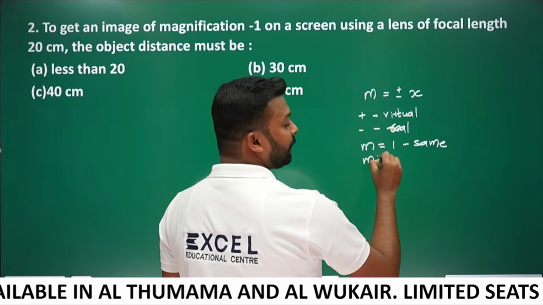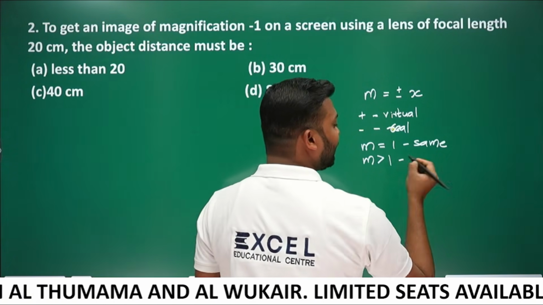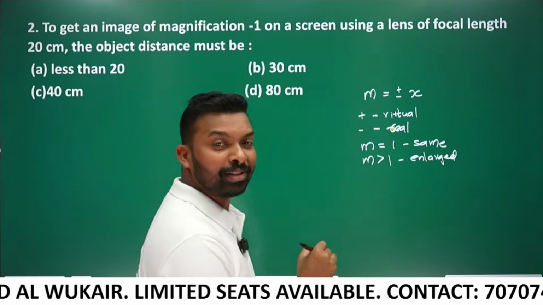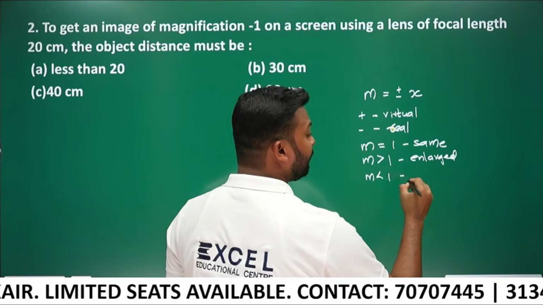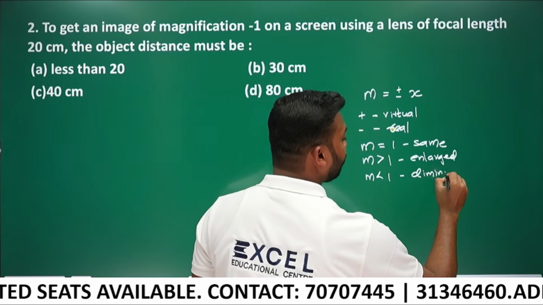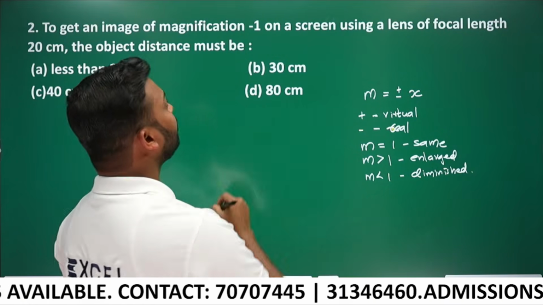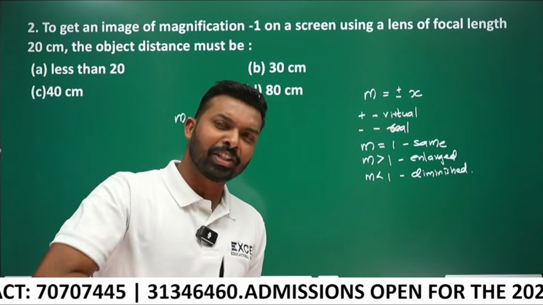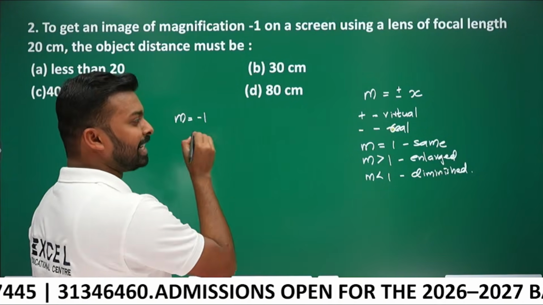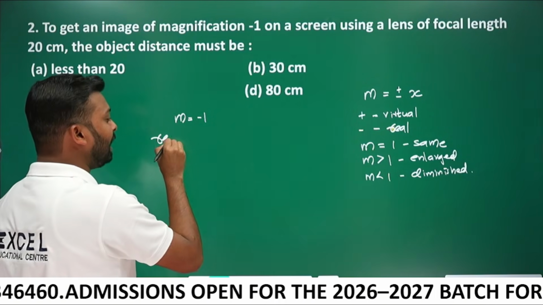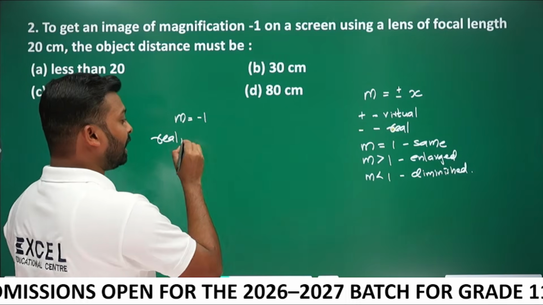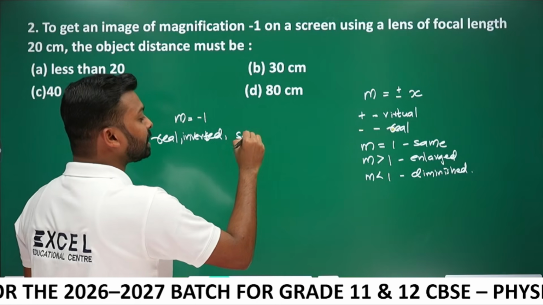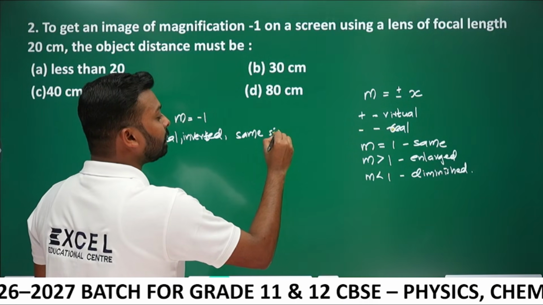Now what if the magnification is greater than 1? It is an enlarged image. Ready? And then magnification less than 1 means it is diminished. Now what is the value which is given here? Magnification is given which is equal to -1. Magnification equal to -1 means the minus indicates it is a real image, and the next one is inverted, and it is of the same size.